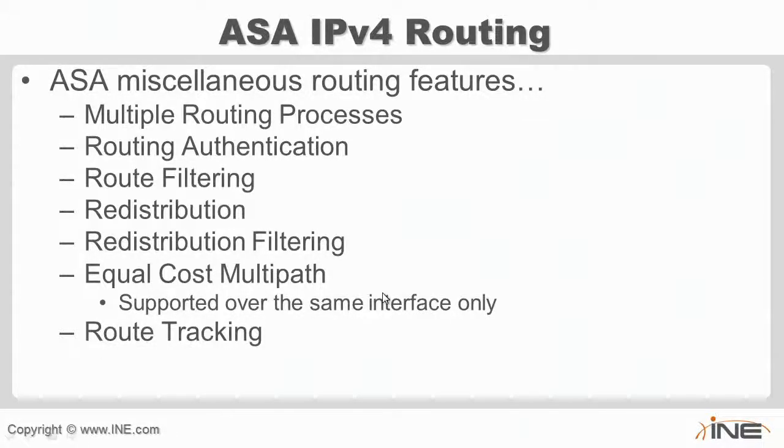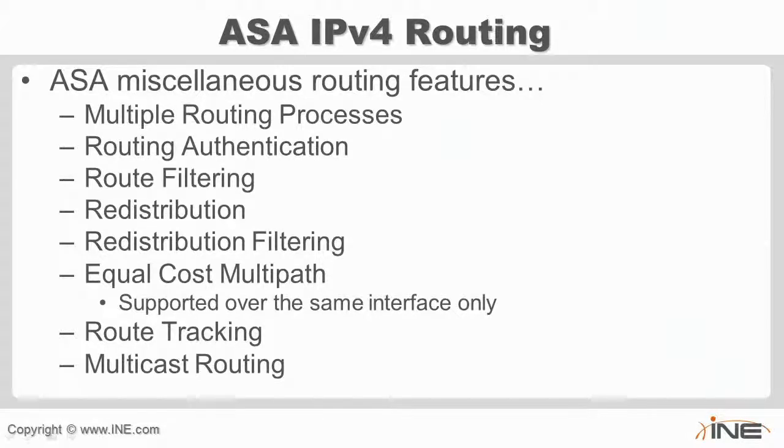Okay, it also supports route tracking, which we're going to look at with the IP SLA feature. And then it also supports multicast routing. Multicast support is very limited on the ASA. We're going to come back and talk about this later after we've gone through both the routed firewall and the transparent firewall. And then we're going to take a look at the differences between dealing with multicast in routed mode versus in transparent mode.